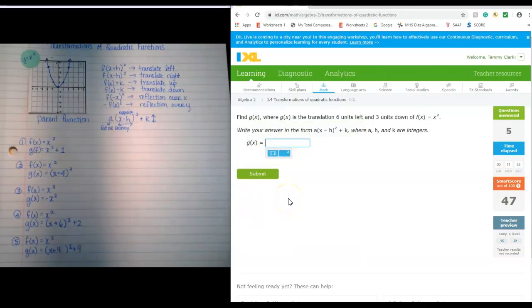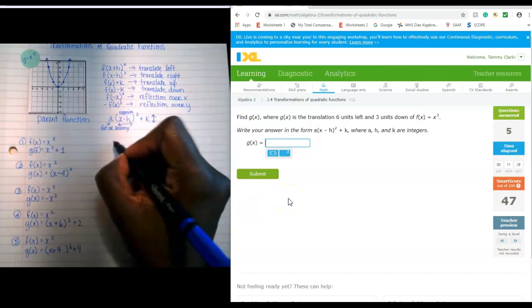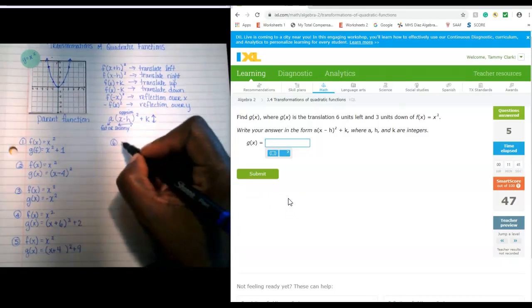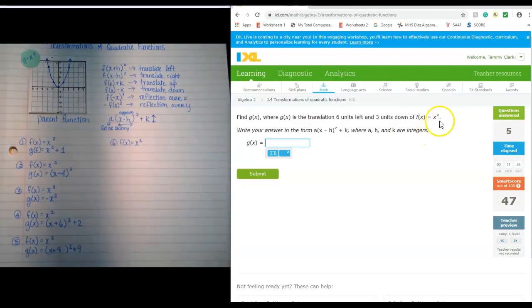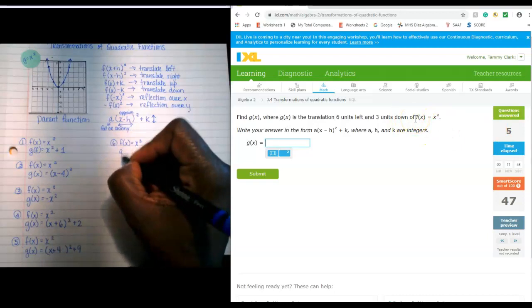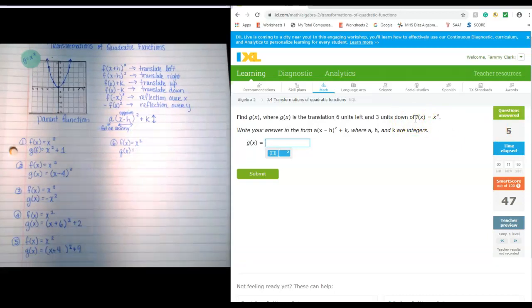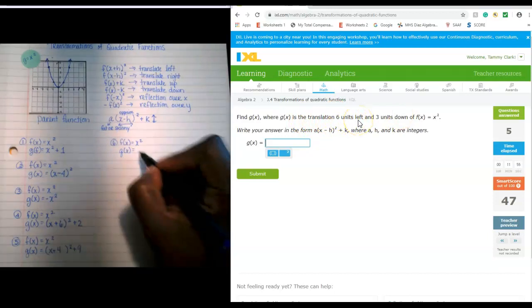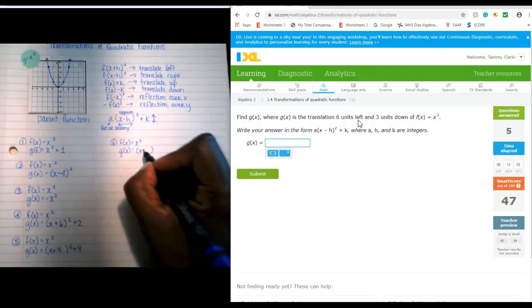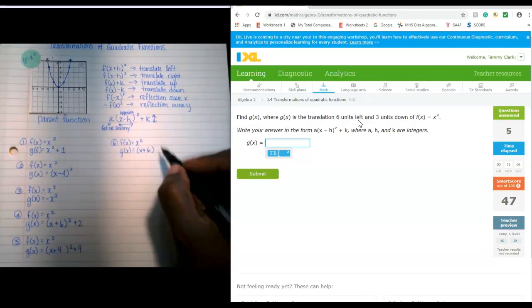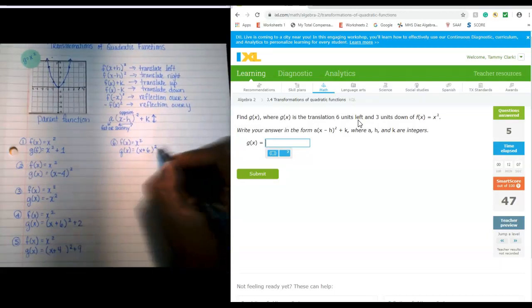All right. Now, we'll move over here and do number 6. We've got f of x, and we know that's going to equal x squared. We know that because it's here. And then we're trying to find the new function g of x, where g of x is translated 6 units left. So since there's movement on the x-axis, I need my parentheses. I'm going to write the opposite of what I see. So plus 6, and it's the parent function, and then it moved 3 units down.